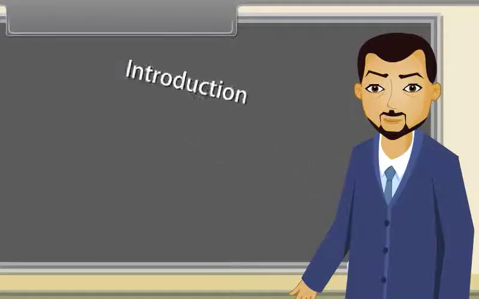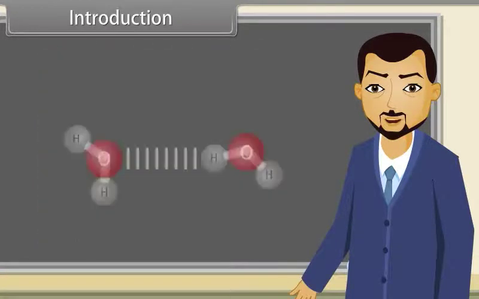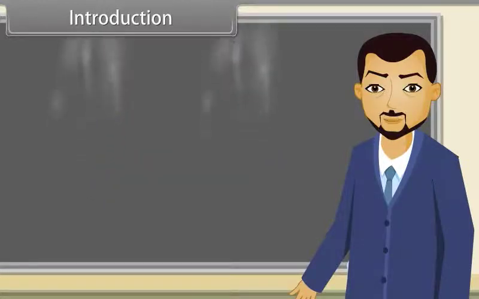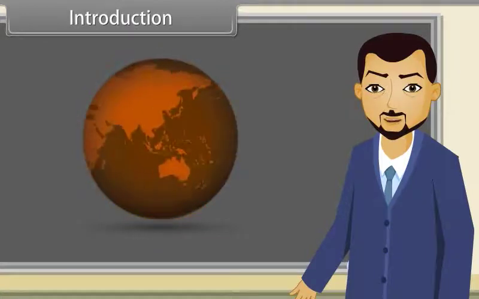Introduction. Life depends upon hydrogen bonding. Life is created from water, and water is a liquid due to hydrogen bonding in its molecules. If there is no hydrogen bonding, then water must be a gas just like air. There would be no oceans, no lakes, and no rivers.